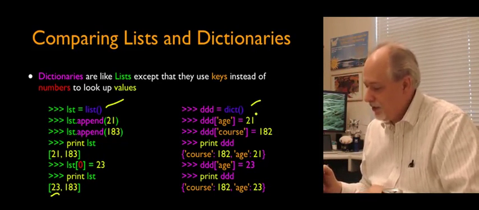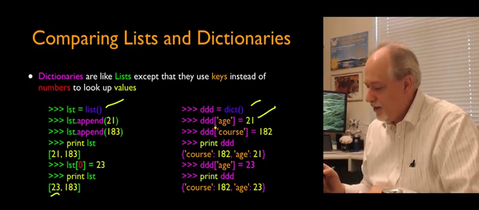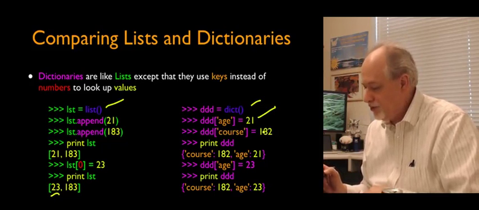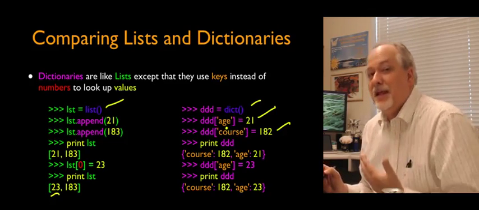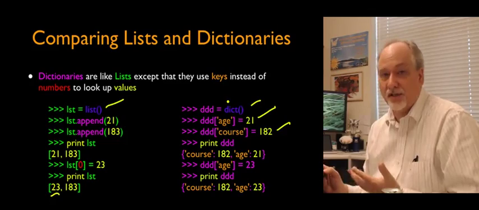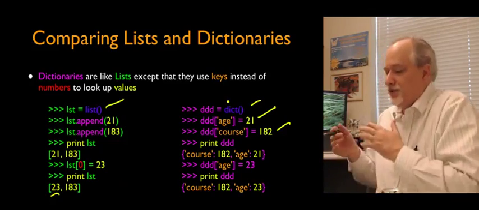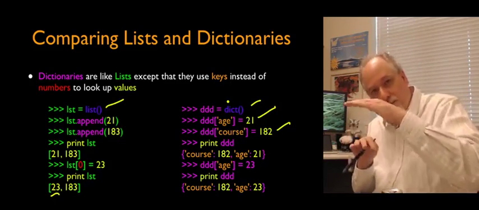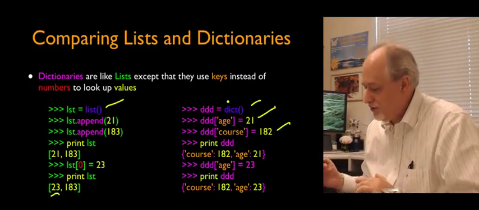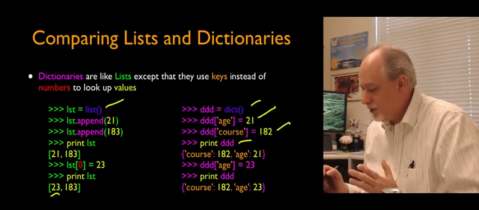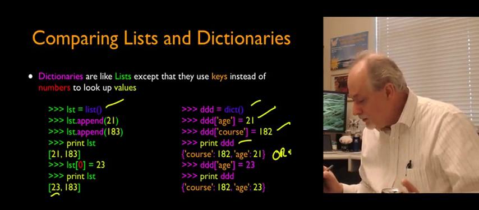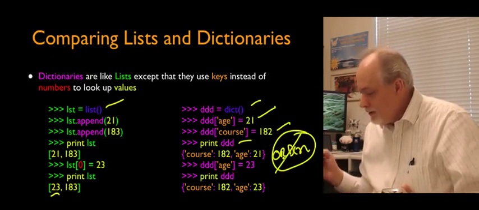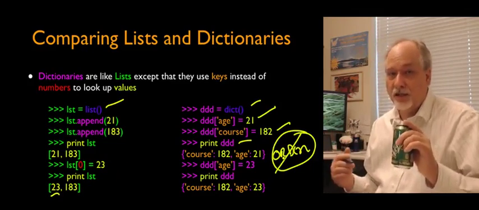Comparing that to dictionaries, I'm going to put a 21 in there, and I'm going to put it with the label age. Then I'm going to put 182, put that in with the label course. So we don't have to make an entry first. Because the entry doesn't exist, it creates the age entry and sticks 21 into it. Creates the course entry, sticks 182 into it. We print it out and it says, oh, course is 182 and age is 21. This emphasizes that order is not preserved in dictionaries.